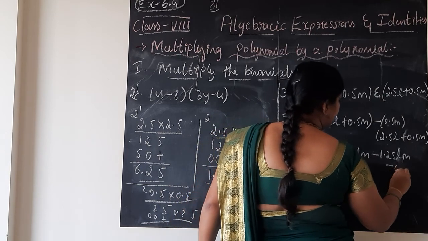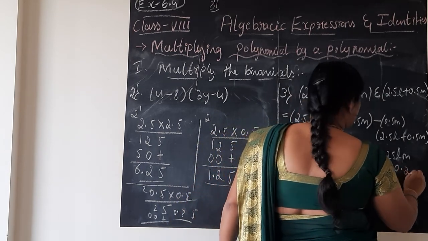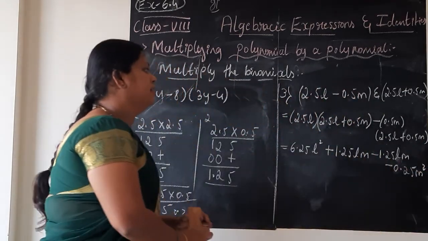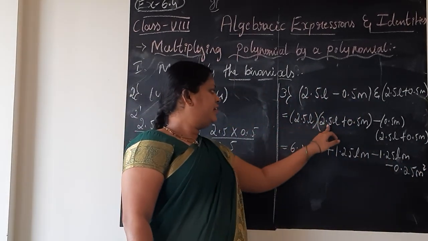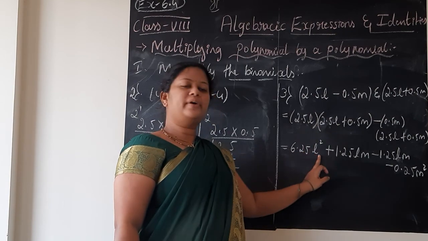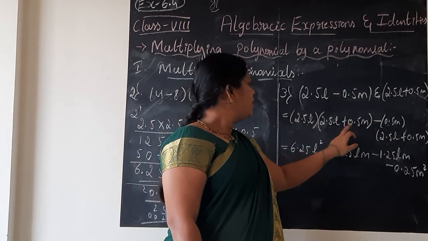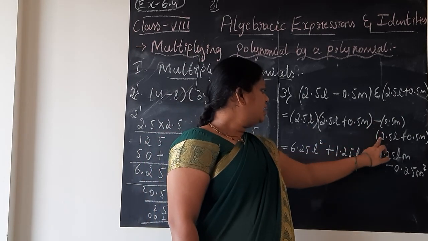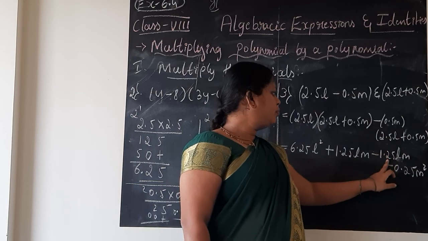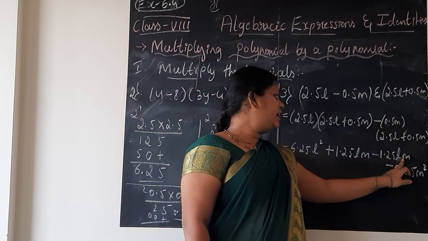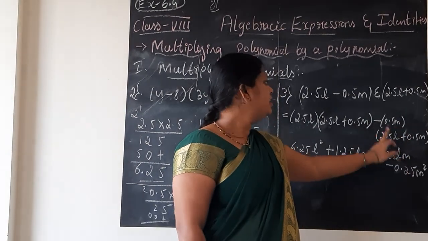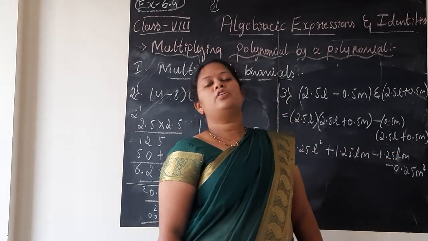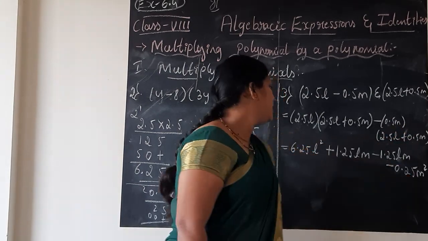So minus 0.5 into 0.5 is 0.25 M into M, M square we got. Look what we did. 2.5 into 2.5, 6.25 L into L, L square. 2.5 into 0.5 is 1.25 L into M, LM. Minus into plus, minus 0.5 into 2.5 is 1.25, M into L is LM or ML, either way you can write. Minus into plus, minus 0.5 into 0.5 is 0.25, M into M, M square.